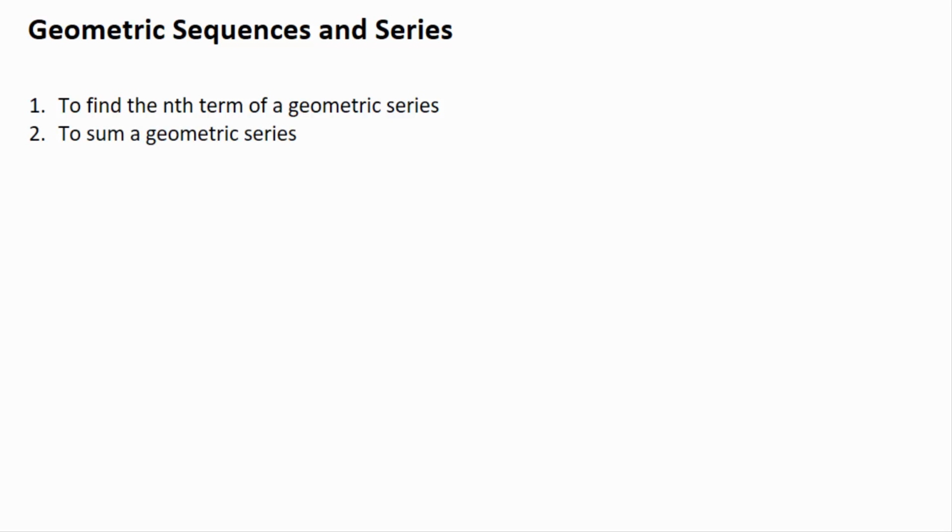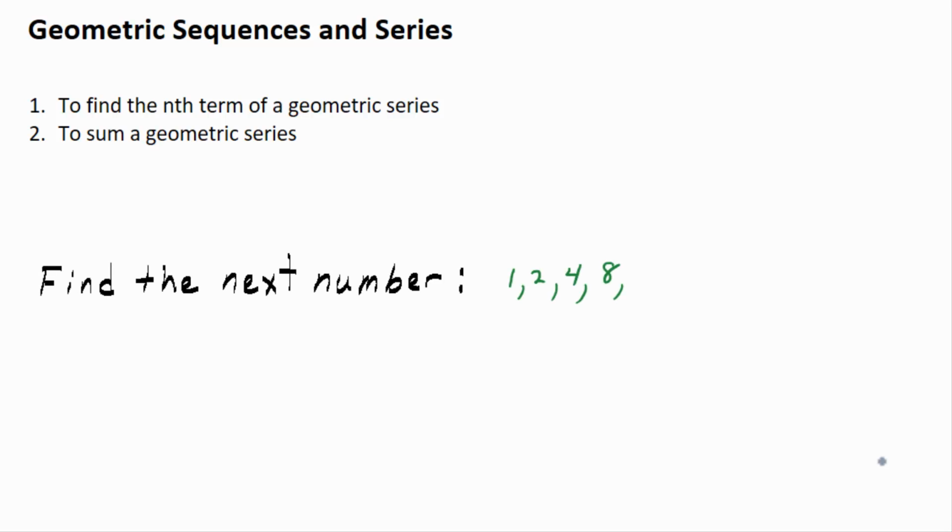Okay, so we're talking geometric sequences and series in this section. We've got two main goals. To find the nth term of a geometric series, goal number 1, and goal number 2, to sum a geometric series. So to warm you up, find the next number in the sequence. 1, 2, 4, 8. What would the next one be?